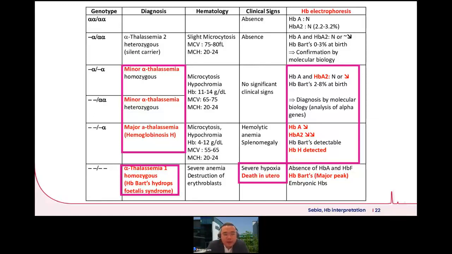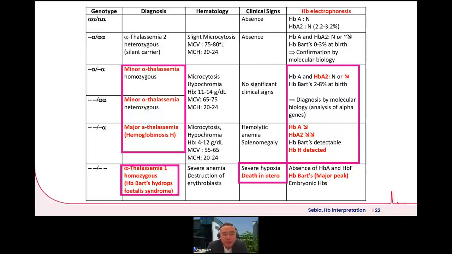If you have a more severe alpha thalassemia because of loss of more genes, in the case of minor alpha thalassemia, still the clinical signs are not significant, although the hematological parameters may give you telltale signs about the condition as well. So it could either be a homozygous minor thalassemia or a heterozygous one, depending on which combination of the parental genes are affected. So in such an instance, hemoglobin A2 values will be reduced.